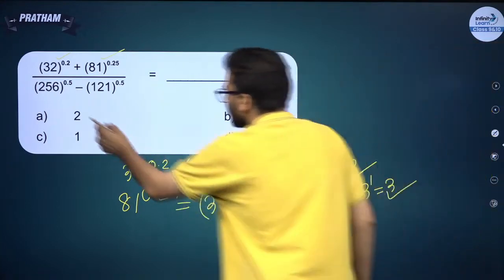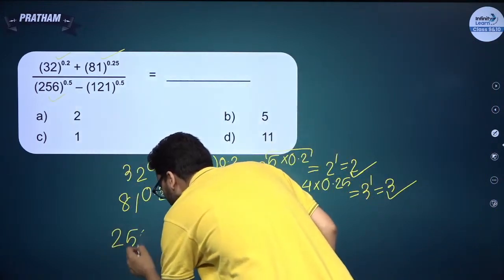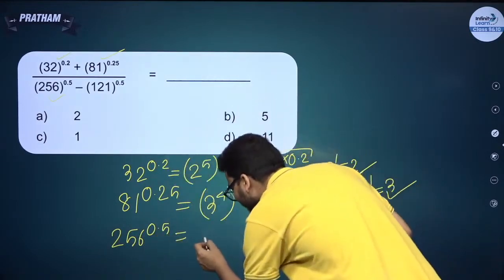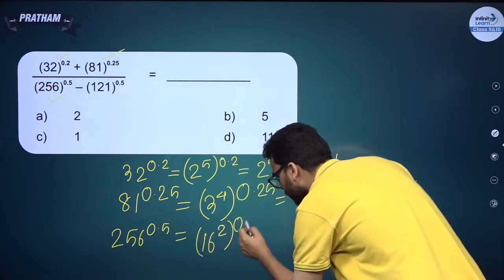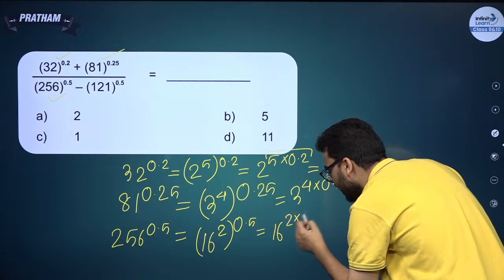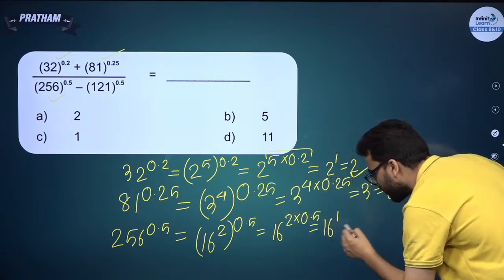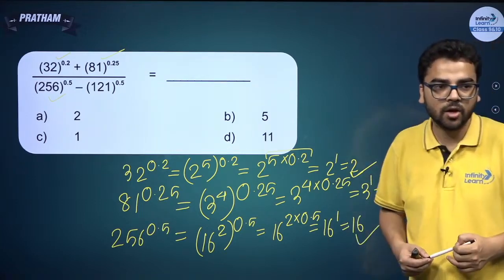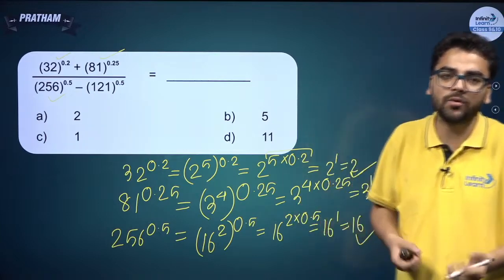In the same manner, you can simplify this 256 raised to the power 0.5. So 256 is basically 16 square. So 16 square raised to the power 0.5 is what, guys? 16 raised to the power 2 into 0.5. So basically this is 16 raised to the power 1, or you can say that this is 16. I hope this is clear. You don't need to do it like that. You can do it like that as well, Kalpa, but there is no need of that, right?